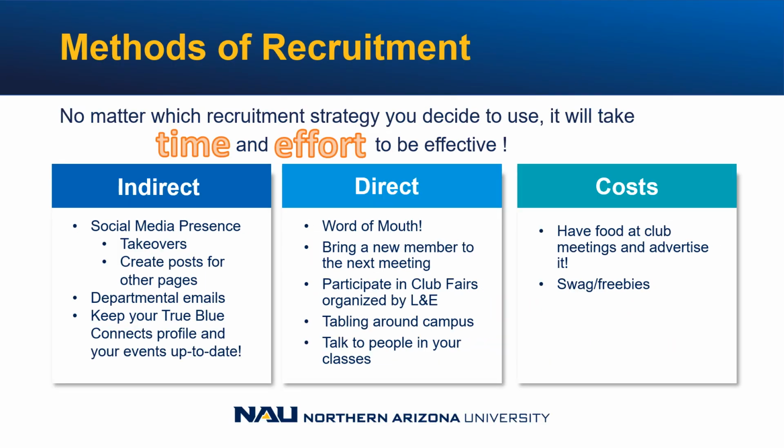Now that we've gone over the 5 factors of involvement and how they contribute to both recruitment and retention, it's time we actually go into the methods of recruitment. No matter which recruitment strategy you decide to use, it will always take time and effort to be effective. If you're more shy or have some social anxieties or aren't a people person, you may prefer indirect methods of recruitment. This includes things like having a social media presence, which you can do takeovers or create posts on other pages.